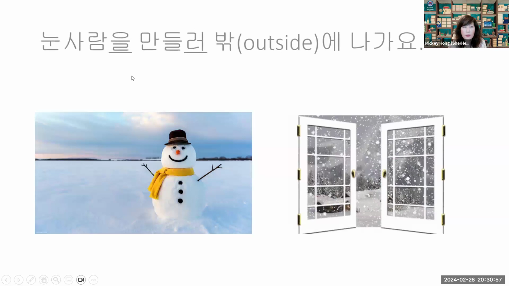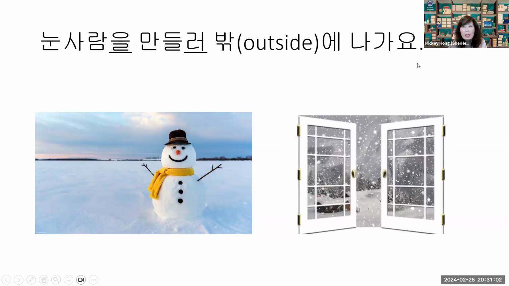눈사람을 만들러 밖에 나가요. 만들다, it ends with ㄹ, a final consonant. So you just put 러. Again, ㄹ is a consonant that thinks it's a vowel, so we make accommodations like it's a vowel. Okay, we just put 러. So in order to make snowmen, you're going outside.